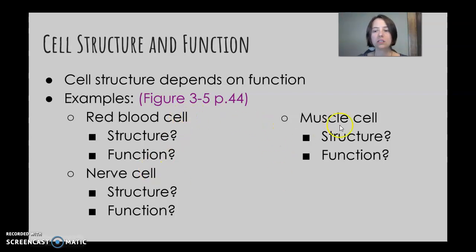So if you knew these, you don't have to take notes. You should write down, red blood cell, nerve cell, muscle cell, structure, function. Otherwise, if you were lost on it a little bit, you'll want to take some notes on what we talked about on their structure and function, and you can go back and do that.